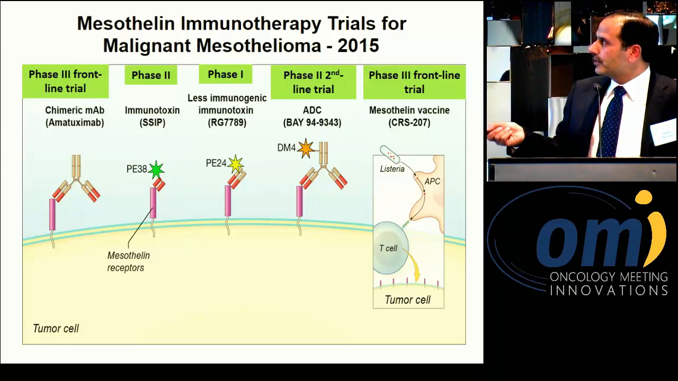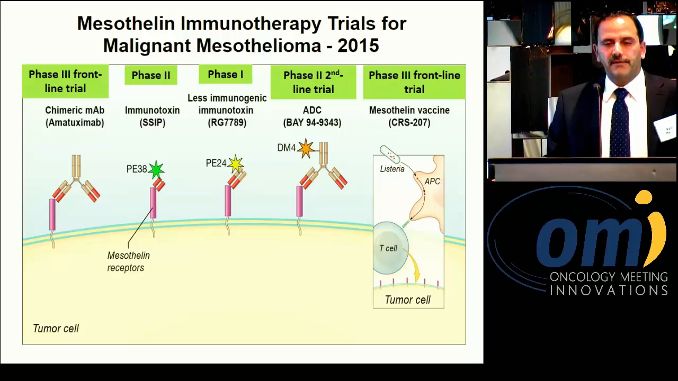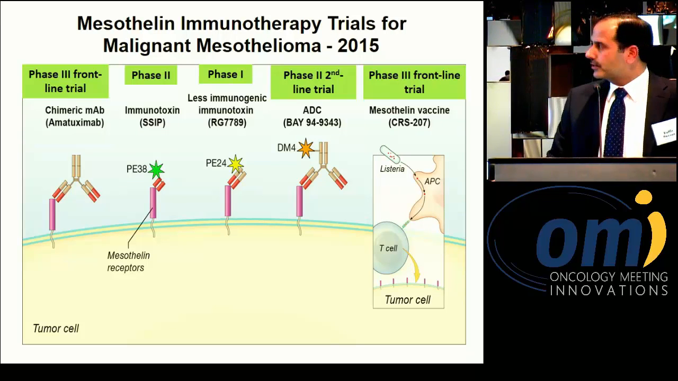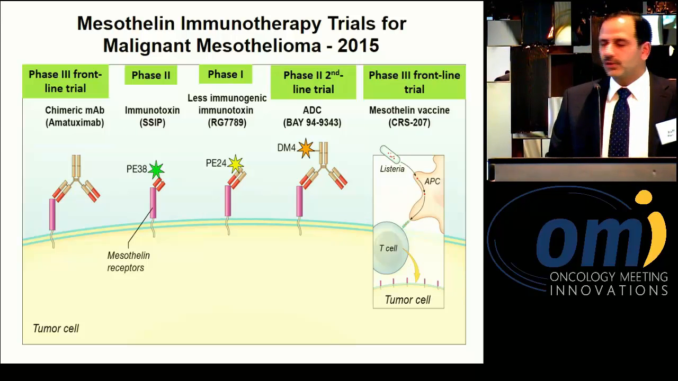SS1P was our first generation immunotoxin, which shows proof of concept activity. We still have this trial open, but as soon as we open the less immunogenic immunotoxin, we'll close the SS1P. So we'll be doing a phase 1/2 trial initially in mesothelioma. The antibody drug conjugate called anetumab is about to enter a phase 2 registration trial in second-line therapy of pleural mesothelioma.